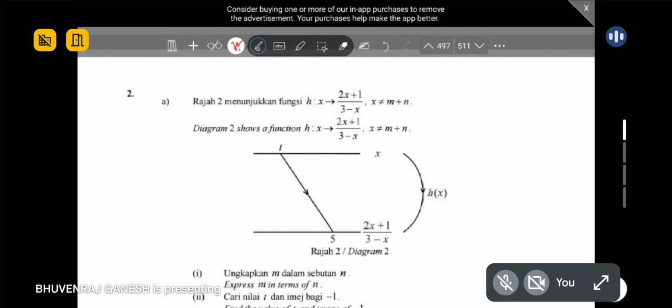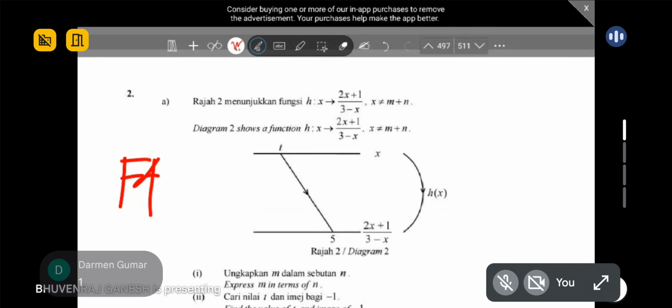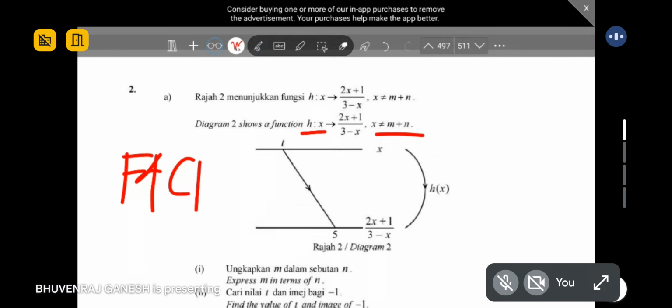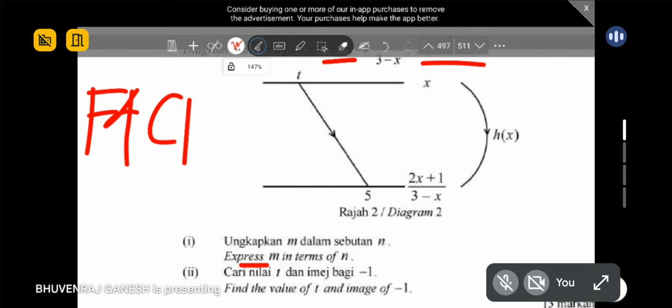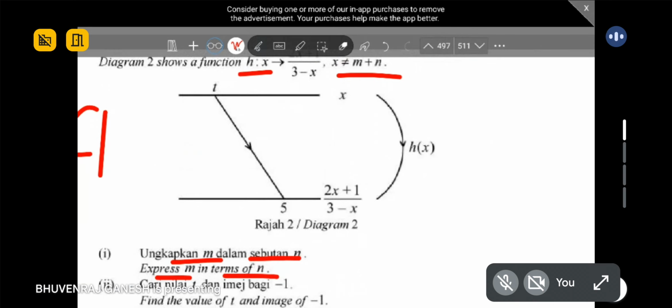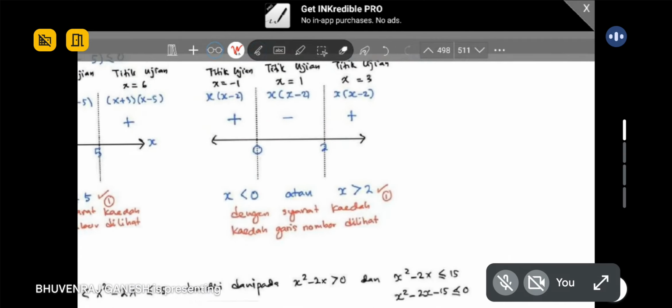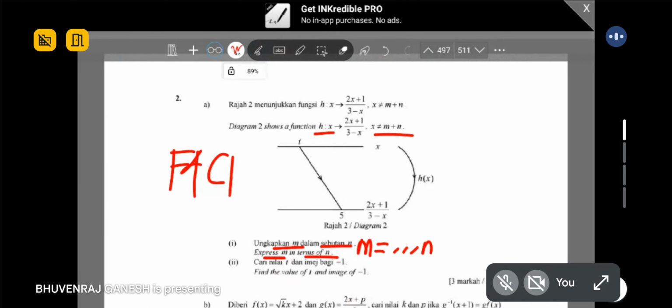Okay, so for question 2, guys. This one is Form 4. Chapter what? May I know? Bab berapa ya ni? Chapter 1. Okay, so this is fungsi, function. Very simple, this is a simple topic. So they ask you to express M in terms of N. Ungkapkan. When they say like this, it means your answer is M equals something N. Your format of your answer must be like this.